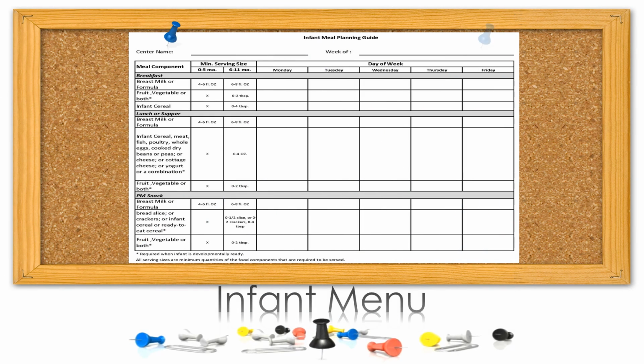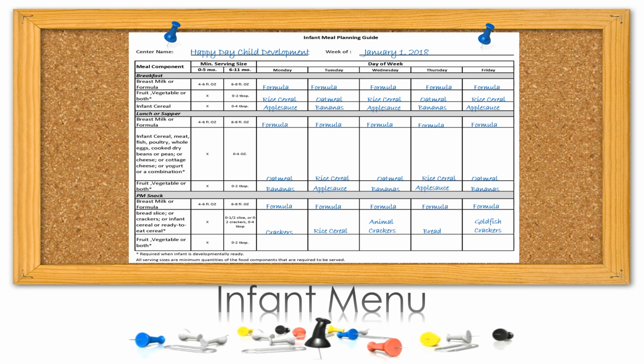The Infant Meal Planning Guide can be completed much like the Child Meal Planning Guide. At the top, you want to provide your center name as well as the date. On the Infant Meal Planning Guide, you want to be sure that you complete all available fields. This does not mean that each item was served. It simply means that all the required items are available when the child is developmentally ready.